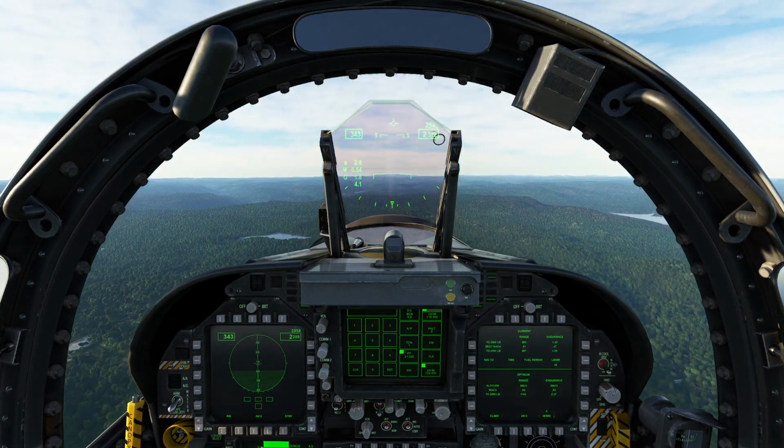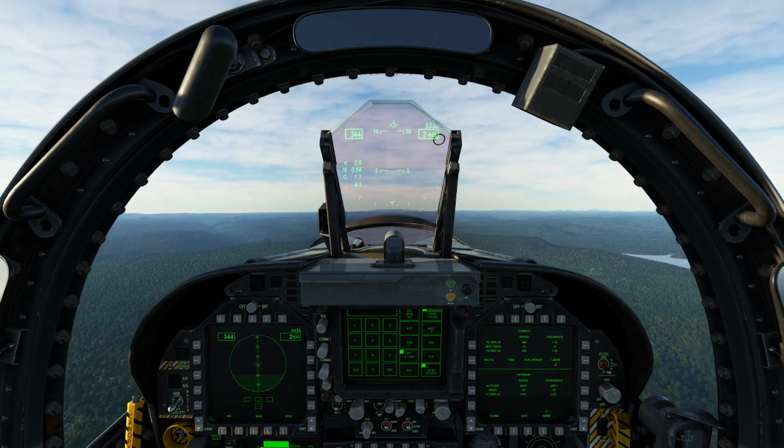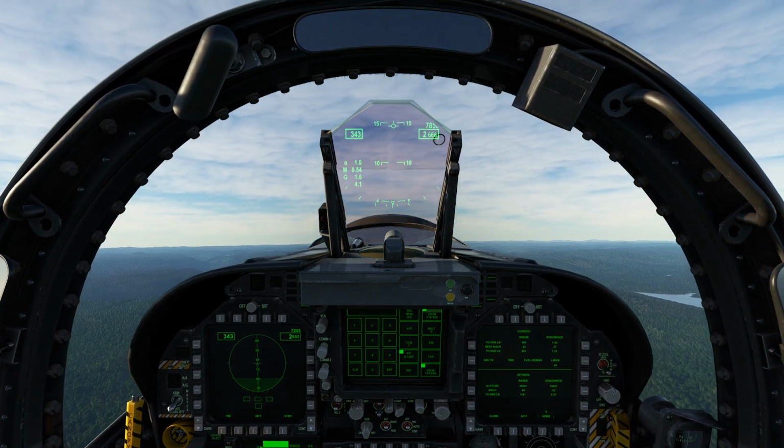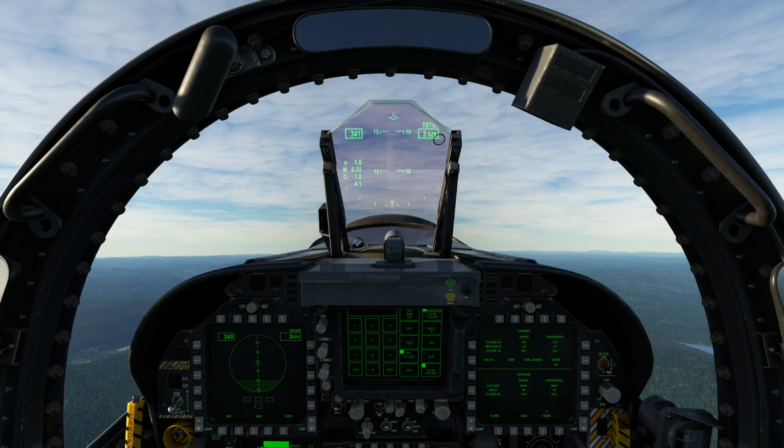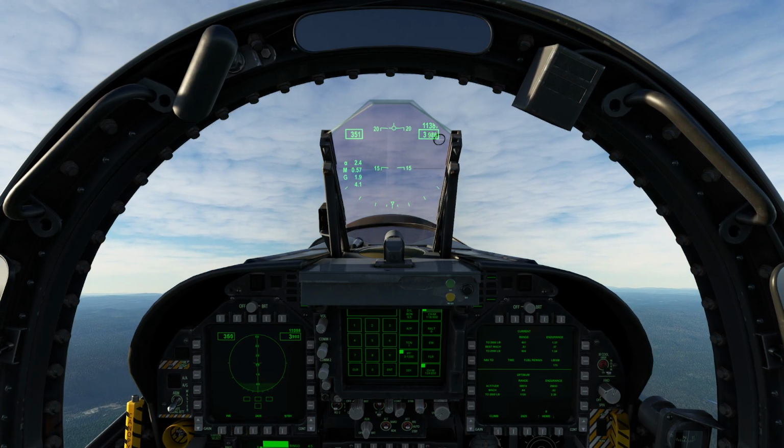And what we're going to do is maintain as close to 350 knots as we can until my Mach exceeds 0.8. So I'm going to go ahead and let the nose come down just a little bit. Now you can see this is full afterburner now. There we go. Now we can get a little bit of climb out of this thing.